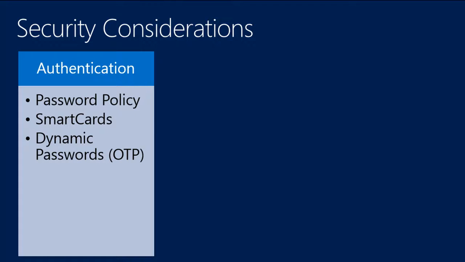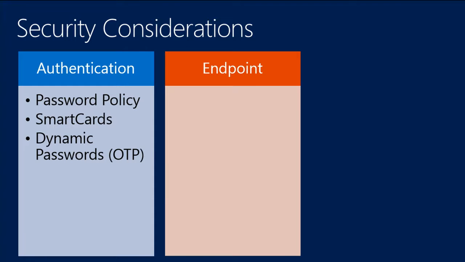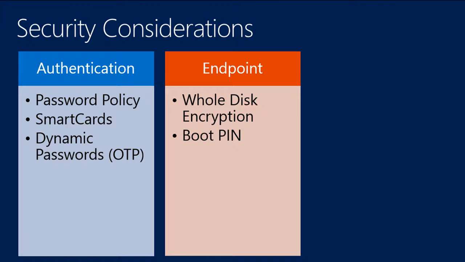So if you're using RSA, or somebody else's dynamic password solution that's RADIUS-based or something, we have support for that as well. From the endpoint perspective, again, any mobile device should have BitLocker turned on, right? Use whole disk encryption. If it's not BitLocker, use something. Any mobile device needs to have that capability. Enable the boot PIN. I think that's another way to mitigate the risk of mobile devices.